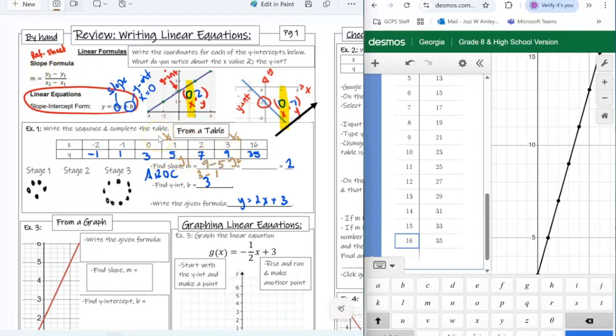And of course, you're welcome to put this in the calculator, but I'm just going to do this by hand. 9 minus 5 is 4. 3 minus 1 is 2. So this is 4 over 2. 4 divided by 2 is 2. So again, this is called average rate of change. We're going to do this later. I just want to quickly introduce it.